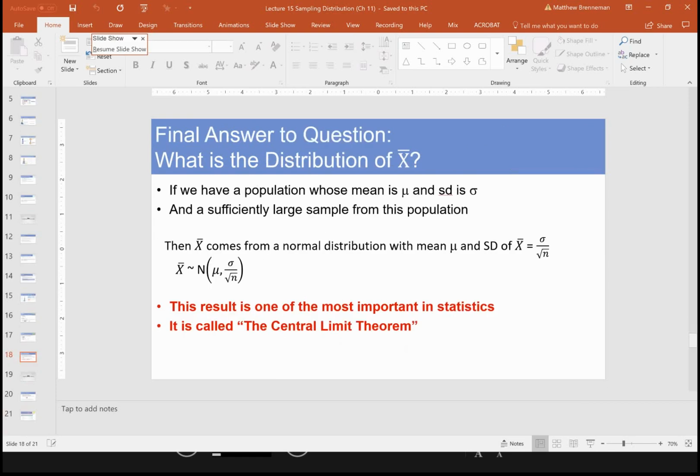So here's the final answer to this question: what is the distribution of the sample means? For any population at all, it doesn't matter what the distribution looks like, if I take a big enough sample size, the sample mean looks like it comes from a normal distribution. The mean is the same as the population mean, and the standard deviation of the sample means is the standard deviation of the variable divided by the square root of the sample size. Or in a compact form, that's our notation here. This is arguably the most important statement in all statistics. This is called the central limit theorem, and it's called the central limit theorem for a reason.